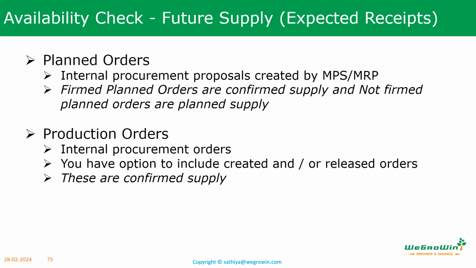The other receipts are the planned orders and production orders. Planned orders are, again, planned proposals. They will be changing whenever MRP is running. And then production orders are the firm receipts, right? So we can opt whether to include the created production orders or the released production orders, whichever we want. That also we can include here.